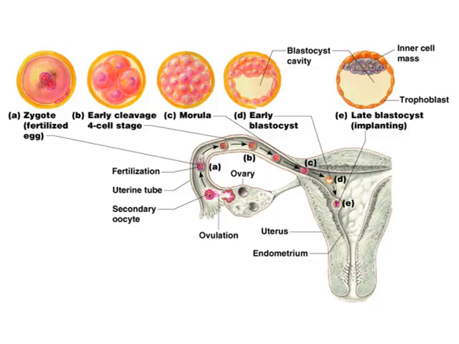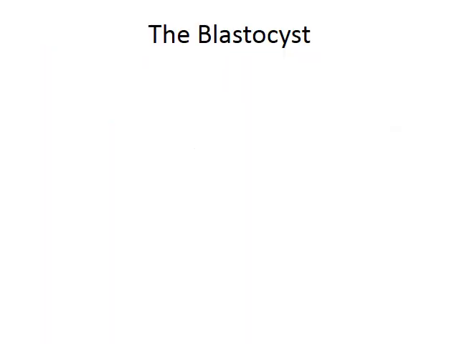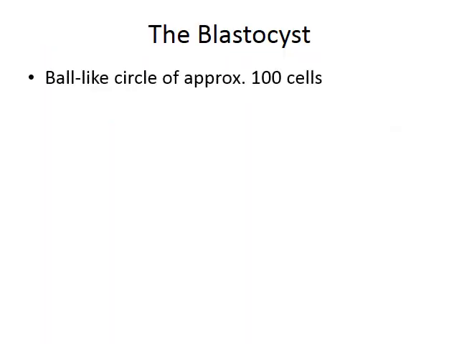lining of the uterus. Okay, let's talk a little bit more about what's going on inside of that blastocyst. So the blastocyst is a ball-like circle of cells. Approximately 100 cells are in a blastocyst.